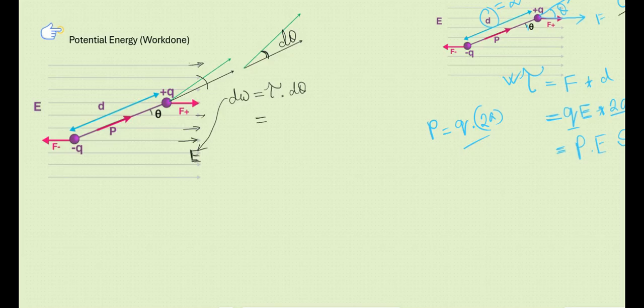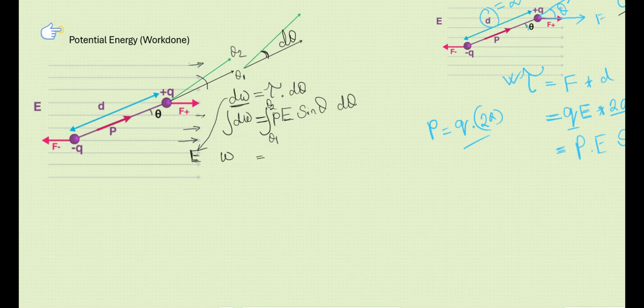The value of tau, or torque, is equal to the dipole moment and the electric field and sine theta, d theta. Now if you'd like to find the value of work done W, what do we have to do? We have to integrate both sides of this equation. As here is integration for rotation, say the very initial angle is theta 1 and this is theta 2. So the lower limit is theta 1 and the upper limit will be theta 2.